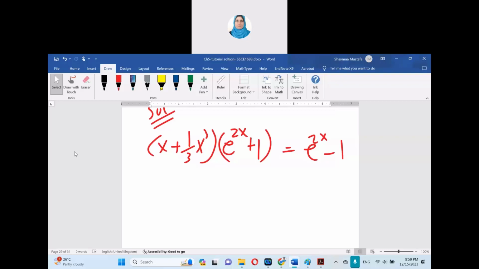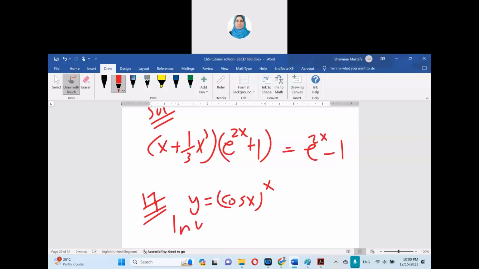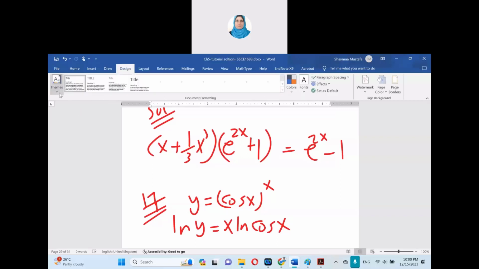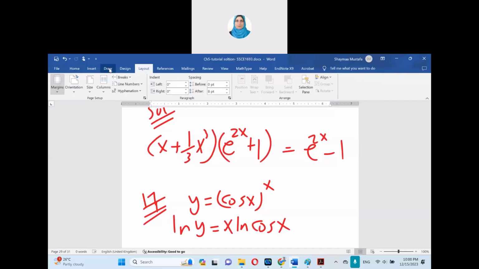Question 17. Okay, for question 17, the function is y equals cos x to the power x. So here, to differentiate, take ln. ln y is x ln cos x. This is to prove that dy over dx is equal to that one.